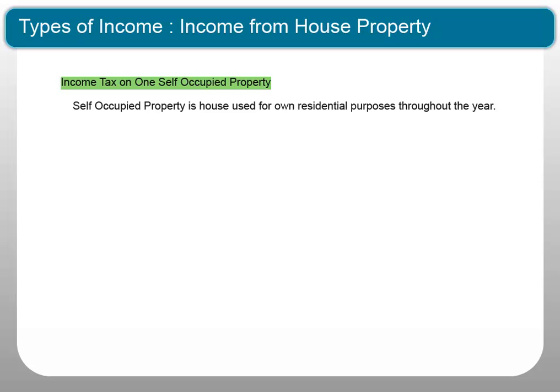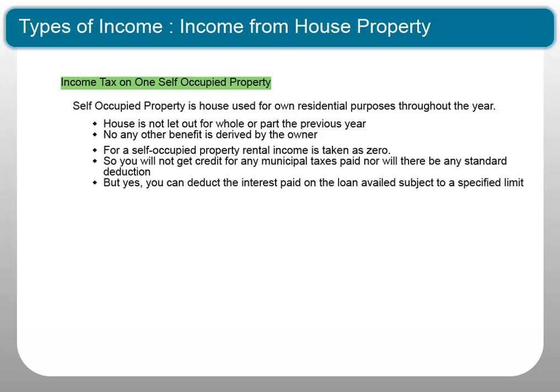Self-occupied property is a house used for own residential purposes throughout the year. For one self-occupied property, rental income is taken as zero. One does not get any standard deduction or credit for municipal taxes paid. But one can deduct interest on loan taken to buy the house.